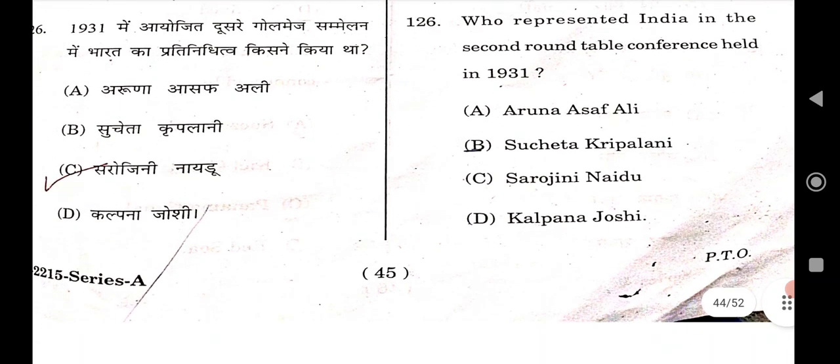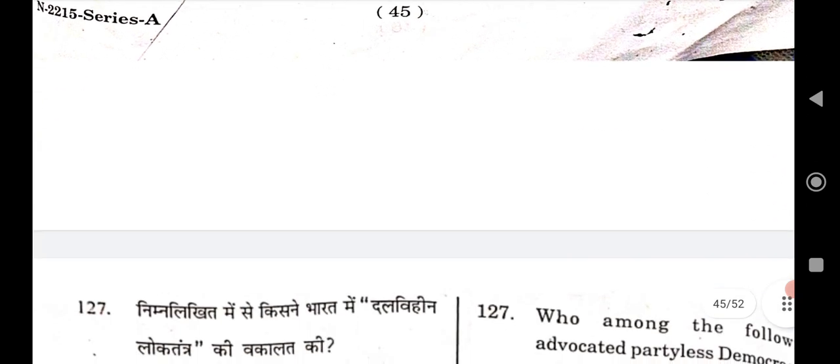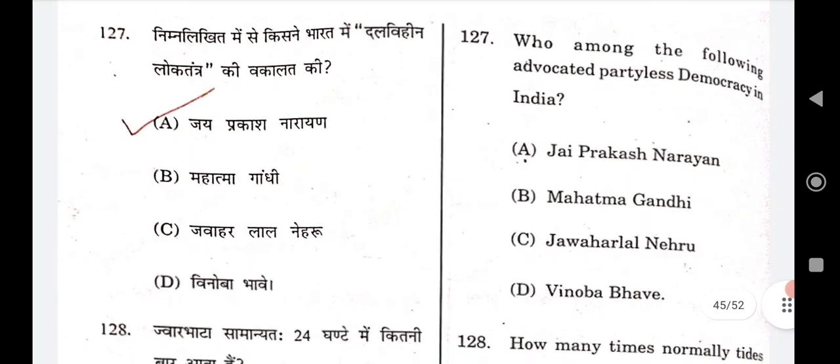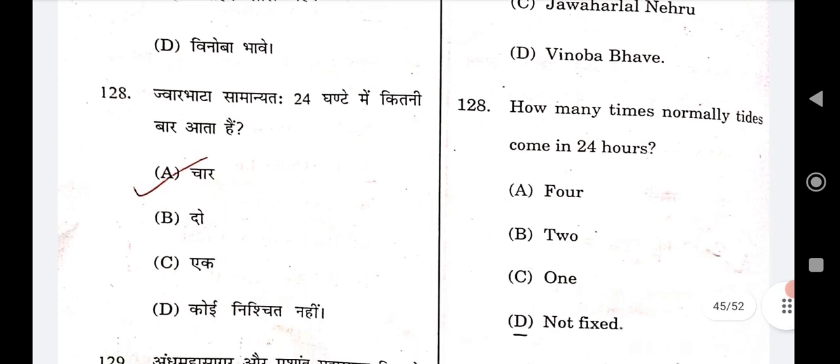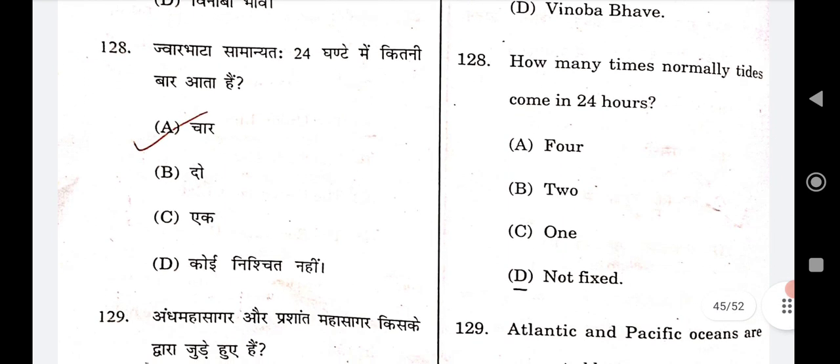Who represented India in the second round table conference held in 1931? Sucheta Kripalani is not the correct option, sorry. Sarojini Naidu. C is the correct option here. Next question: who among the following advocated partyless democracy in India? Correct option is Jayaprakash Narayan. A is the correct one. How many times normally tides come in 24 hours? So there are 2 high tides and 2 low tides in 24 hours, so the total will be 4. So here the correct option will be 4, that is A.